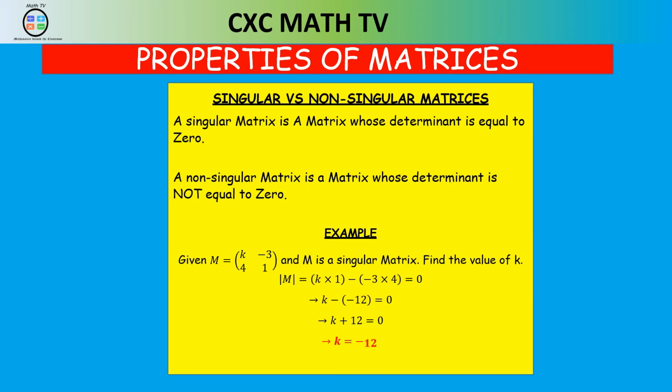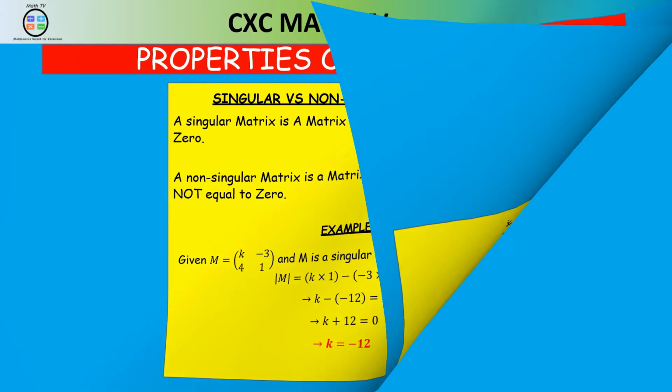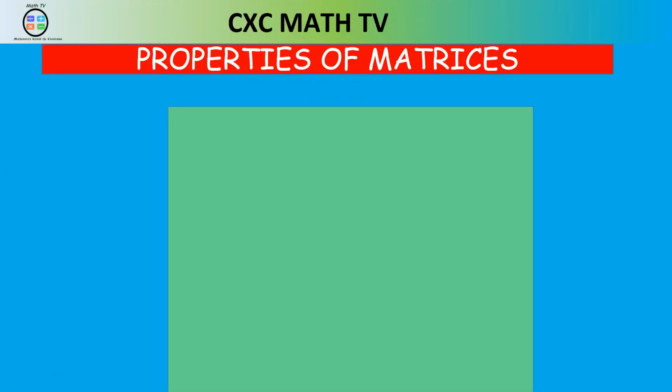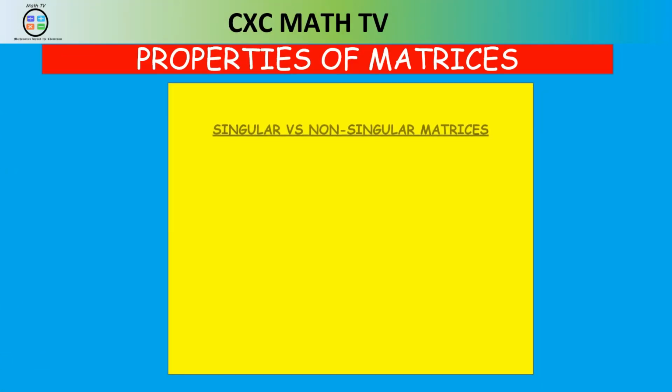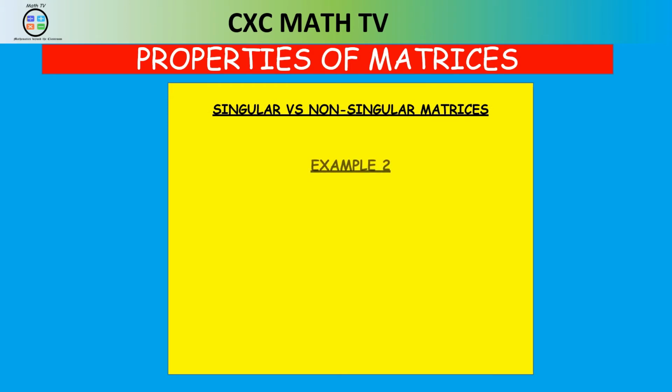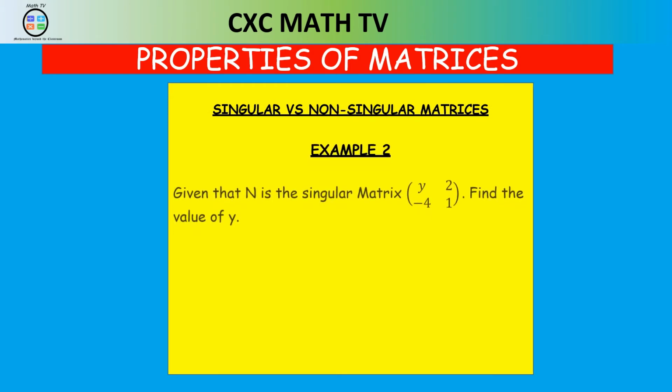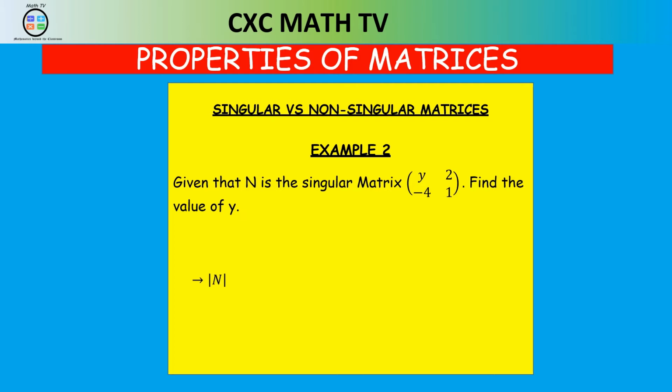Here's another question for you to try. Given that N is a singular matrix, Y, 2, negative 4, 1, find the value of Y. Pause and attempt. Now in doing this, we're just going to say that the determinant of N is Y times 1 minus negative 4 times 2. That's Y minus negative 8, which becomes Y plus 8. And since it is singular, we equate it to 0. And so Y plus 8 is 0. And so Y is equal to negative 8.